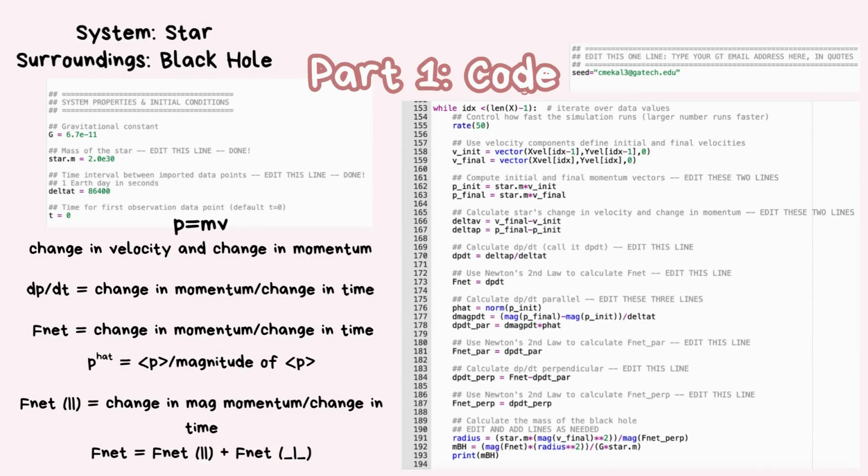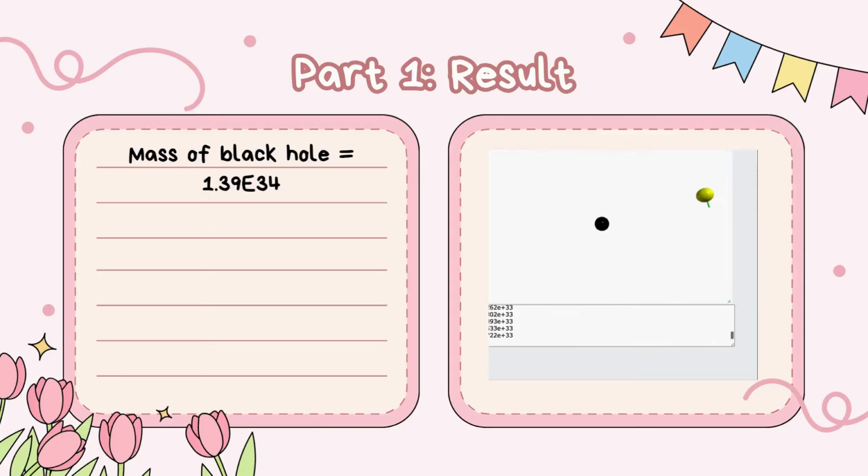Here we use the momentum principle to first find the mass, and then we were able to calculate F net through calculating F net parallel and F net perpendicular individually. The mass of the black hole, as seen through the data collected by taking the orbit, was 1.39 times 10 to the 34th.